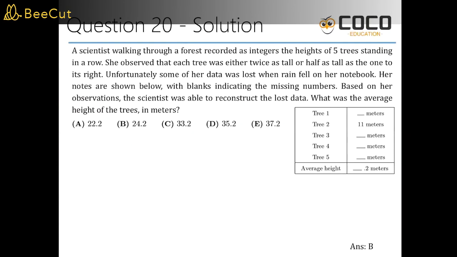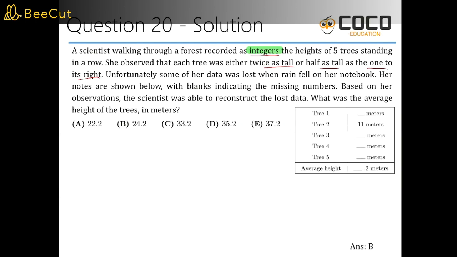Question 20. So there's a scientist. He walked through a forest and recorded down as integers the heights of 5 trees. Okay, so take note here. So all 5 trees, the height is a whole number. She observed that each tree was either twice as tall or half as tall as the one to its right.